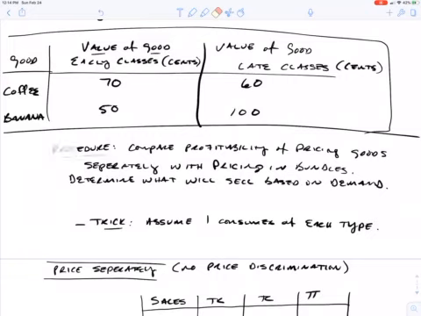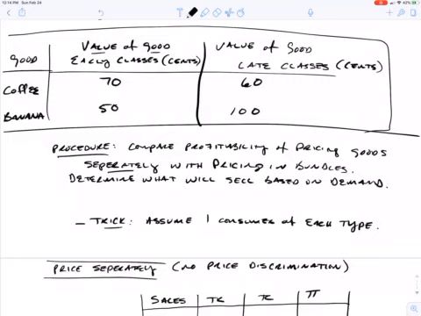So our procedure here is going to be to compare the profitability of different pricing schemes for these goods. We're going to start by pricing them separately, and we're going to compare the different pricing schemes with those in bundles. And ultimately, we will determine what's going to sell based on demand. So we'll fill out some tables, and we'll see what our sales are going to be based on our demand estimations up top. And then we find the profitability based on the total revenue and total cost relationship.